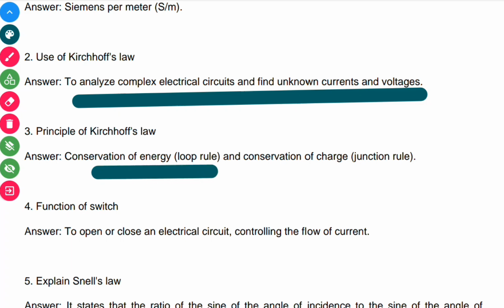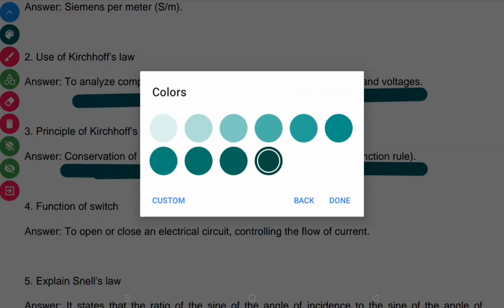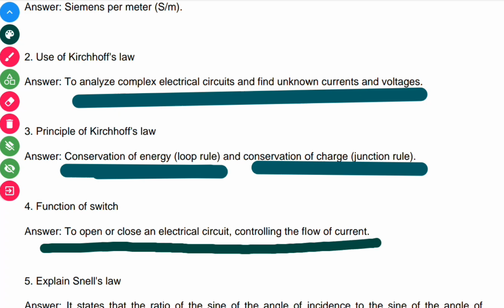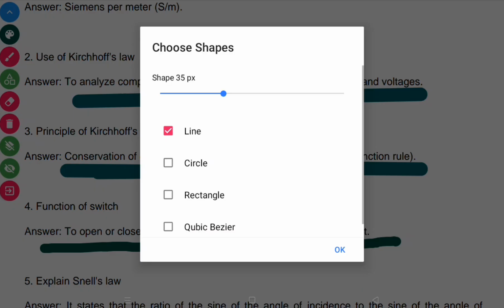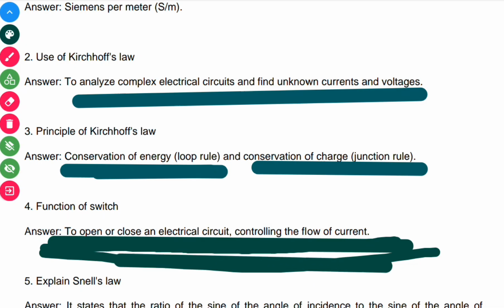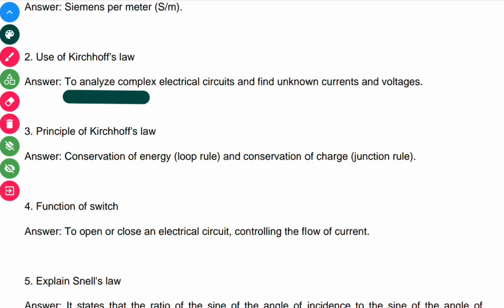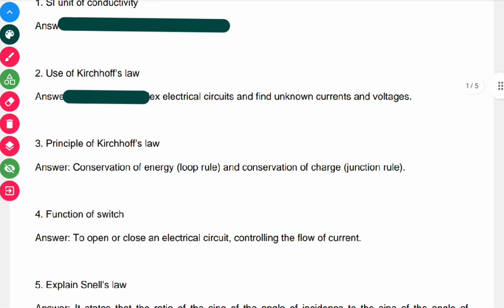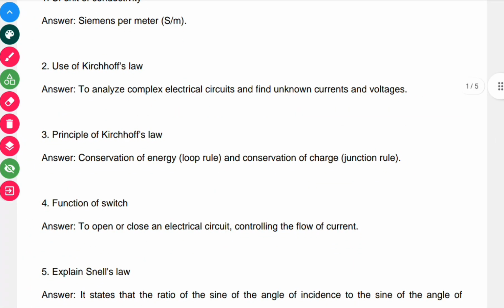Principle of Kirchhoff's law: conservation of energy, loop rule; conservation of charge, junction rule. Function of switch: to open or close an electric circuit, controlling the flow of current. Siemens per meter किसका यूनिट है? कंडक्टिविटी का. SI unit of conductivity: Siemens per meter.